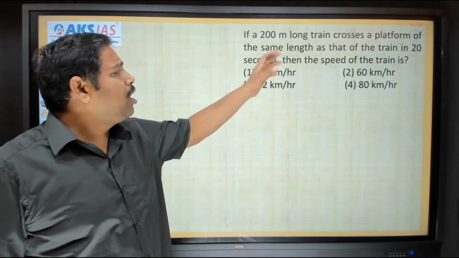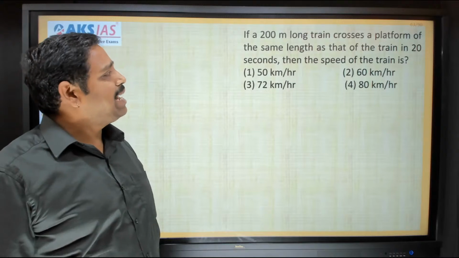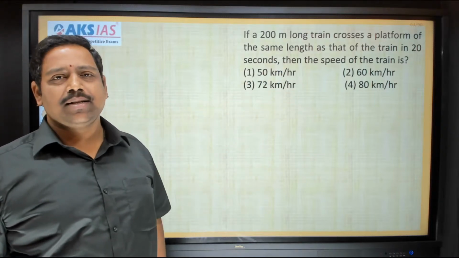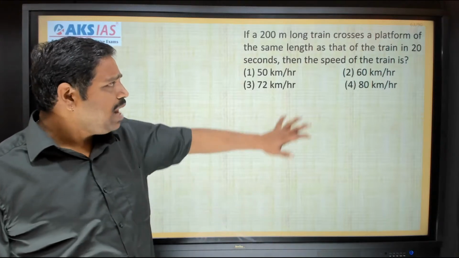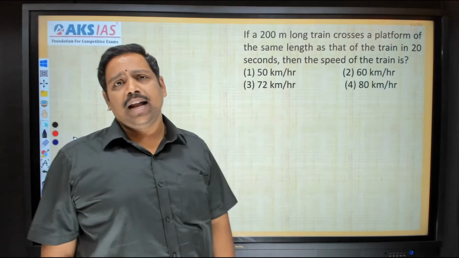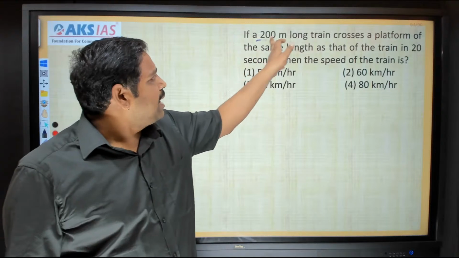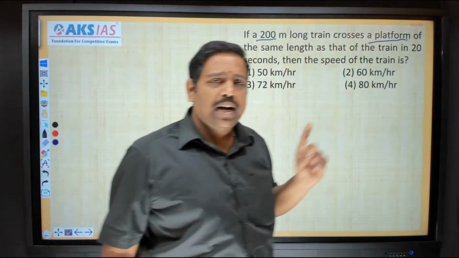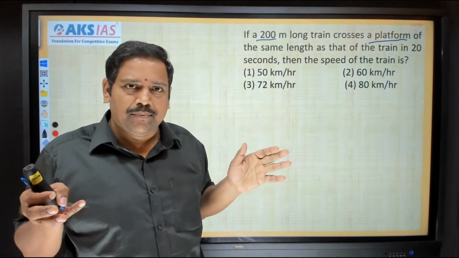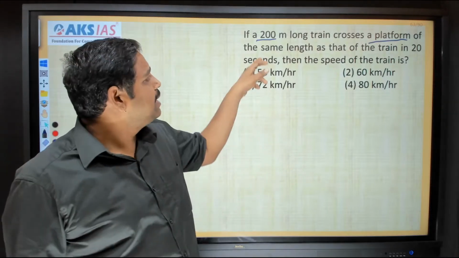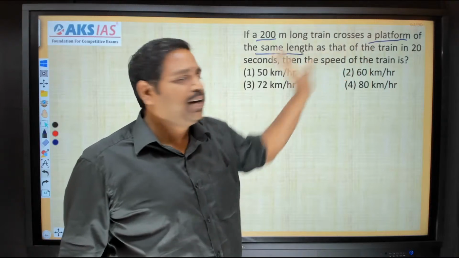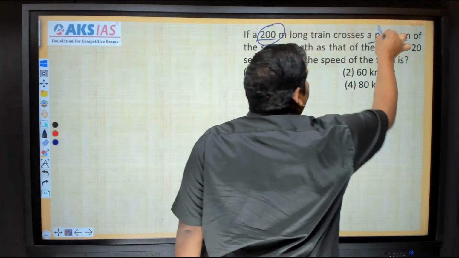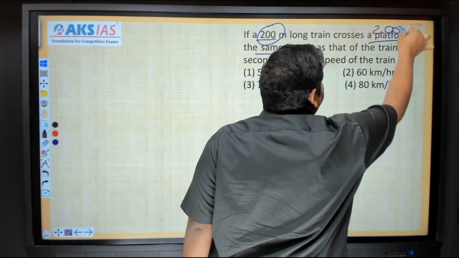If a 200-meter long train crosses a platform of the same length as that of the train in 20 seconds, then the speed of the train is. Observe the point. I'm trying to do without having the diagram. There is a train, its length is 200 meters. It is crossing a platform. When you are crossing a platform, it will have a length. We should know the length, right? What he said, same length as that of the train. That means length of the train is 200 meters, and the length of the platform is also how much? 200 meters, very small platform.